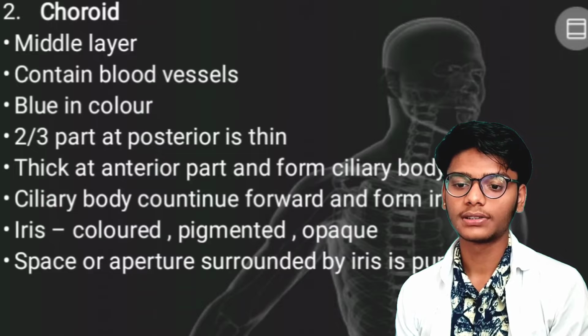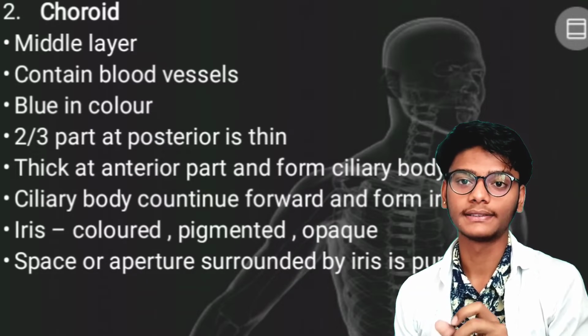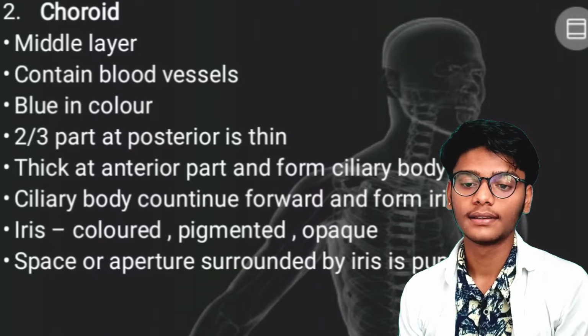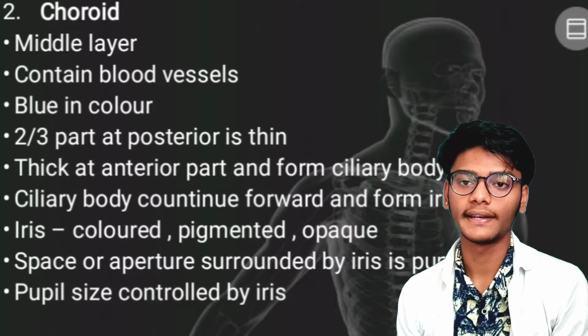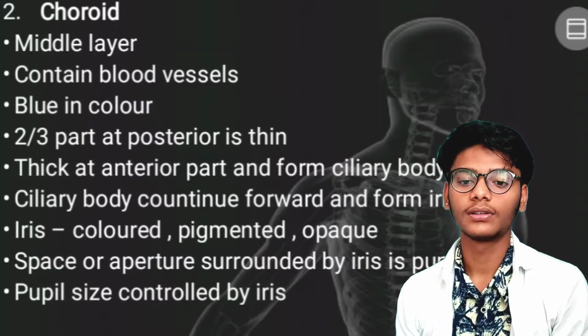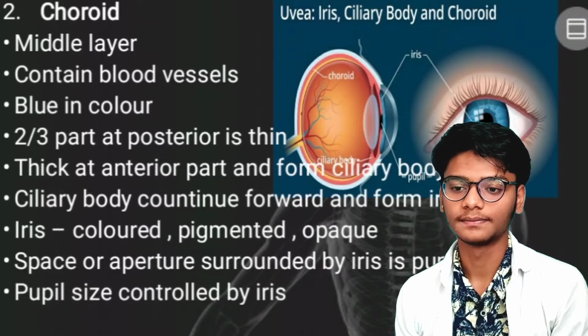The space or aperture surrounded by the iris is the pupil. The iris forms a space or a hole to pass light, so it is called the pupil. The pupil size is controlled by the iris. So you will understand.